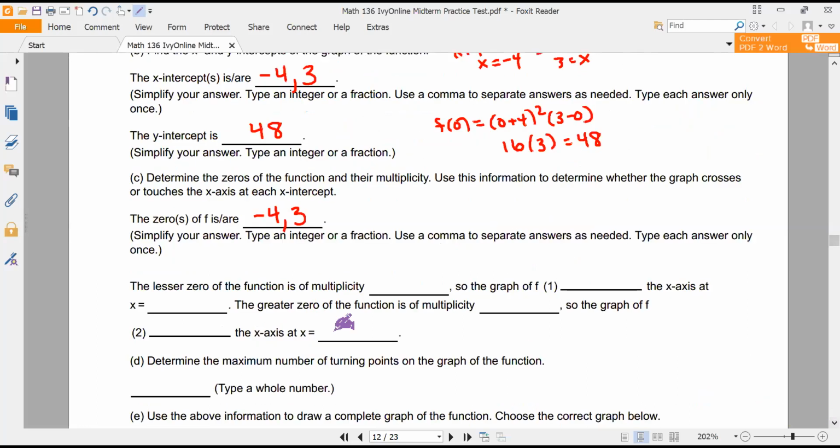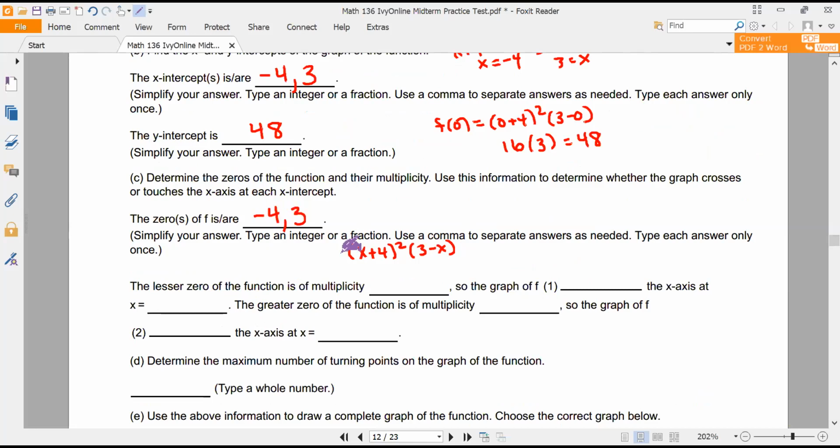So the lesser 0 of the function is of multiplicity... Okay, so this is where you have to be careful. I'm going to write my function again. X plus 4 squared and 3 minus x. So -4 is the lesser of the two.